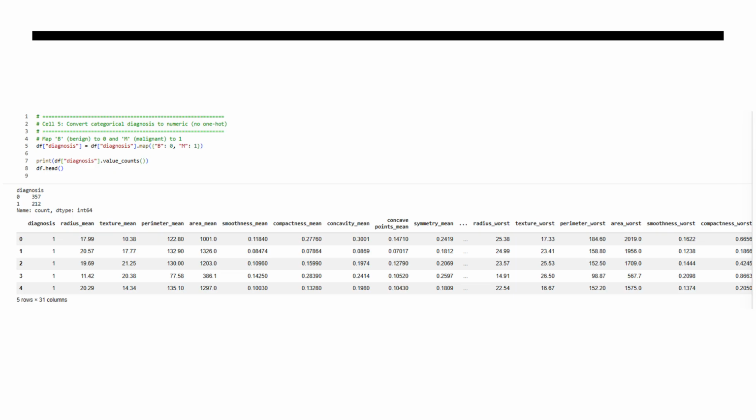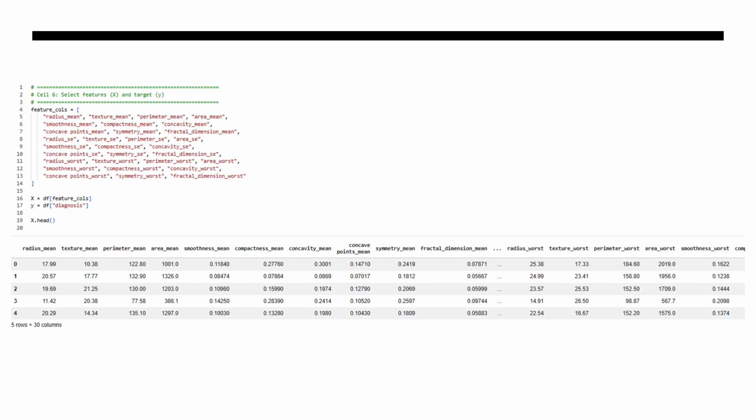We're converting the categorical variable into a numeric variable, because remember that machine learning algorithms only read numbers. They cannot read letters. They cannot read characters, they can only read numbers. So we must change any characters into numbers. And that's what this block of code does.